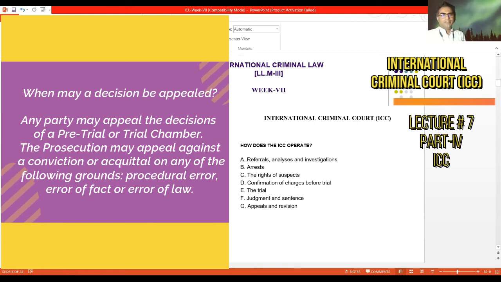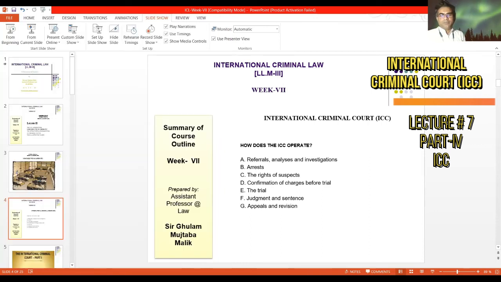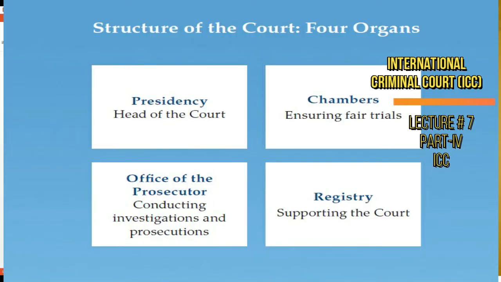The legal representative of the victims, the convicted person, or the bona fide owner of the property adversely affected by an order or decision of reparations to the victims may also appeal against such an order. The appeals chamber may reverse or amend the decision or conviction, or order a new trial before a different trial chamber.